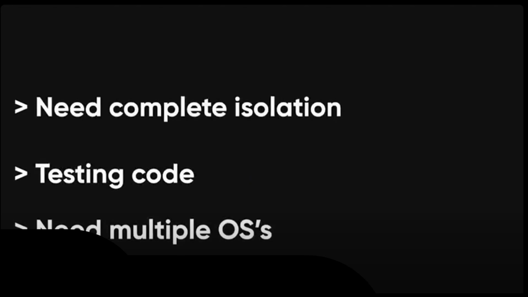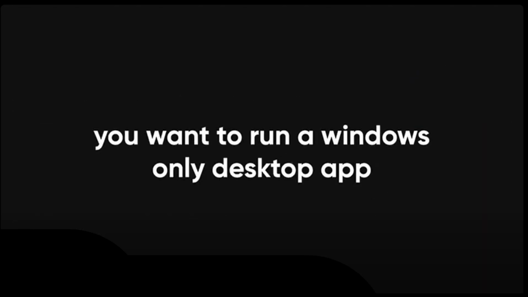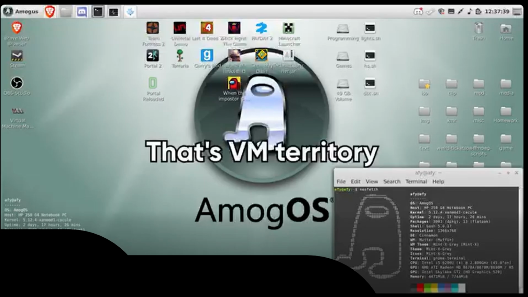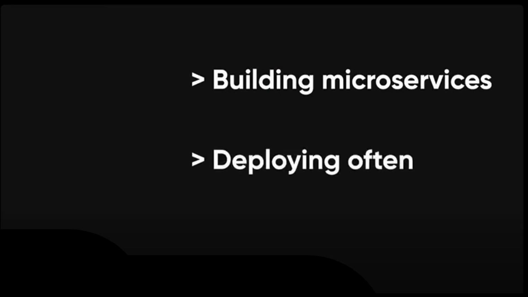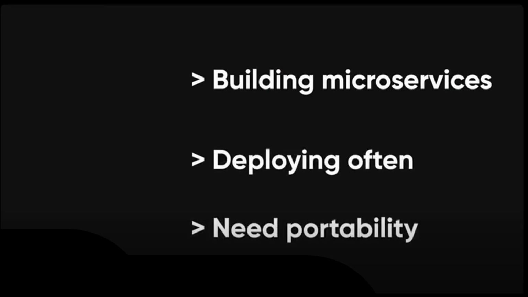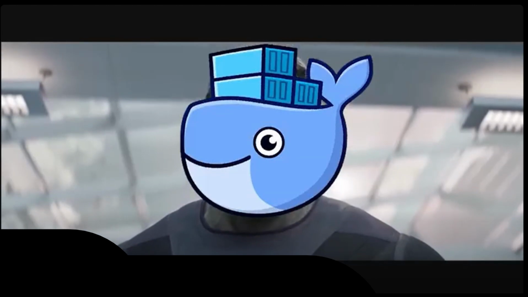Okay, cool definitions and all, but when do you actually use each one? Well, if you need complete isolation, are testing potentially unsafe code, or you're running apps that require multiple operating systems at the same time, virtualization is your go-to. Like, let's say you want to run a Windows-only desktop app on a Linux server. That's VM territory. But if you're building microservices, deploying often, and need something portable across dev, staging, and production, Docker's the one. It's practically made for this. It's like, I was made for this.